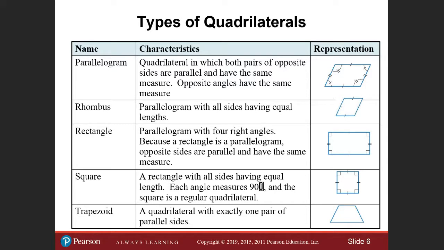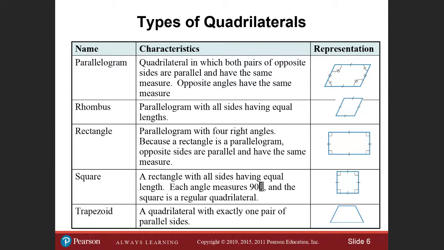Okay, next are the types of quadrilaterals that we have here. Again, we have the types of quadrilaterals here. First, the parallelogram, a rhombus, rectangle, square, and trapezoid. In the second column, you can see the characteristics of each of those quadrilaterals.